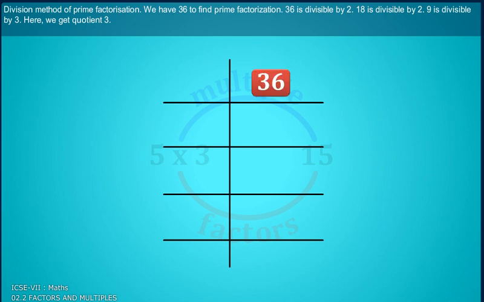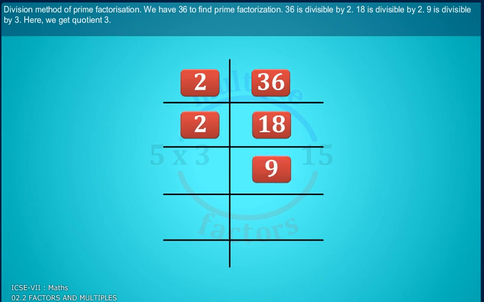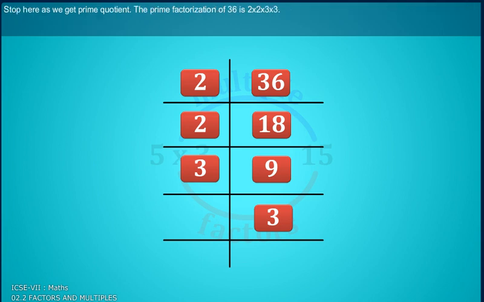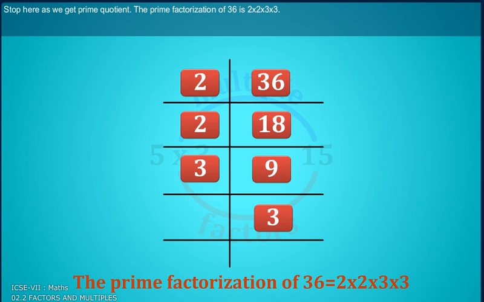We have 36 to find prime factorization. 36 is divisible by 2. 18 is divisible by 2. 9 is divisible by 3. Here we get the quotient 3. Stop here as we get prime quotient. The prime factorization of 36 is 2 into 2 into 3 into 3.